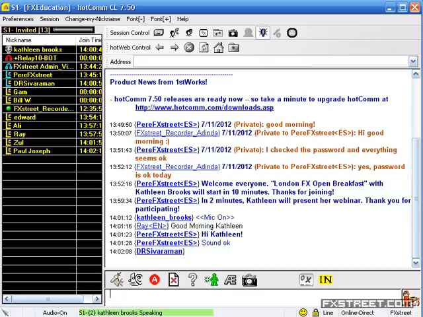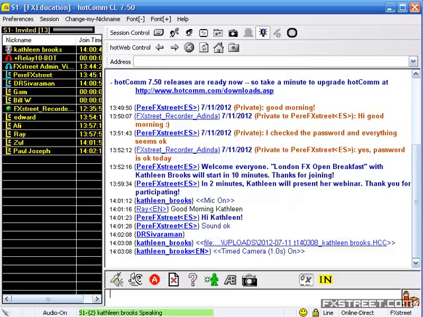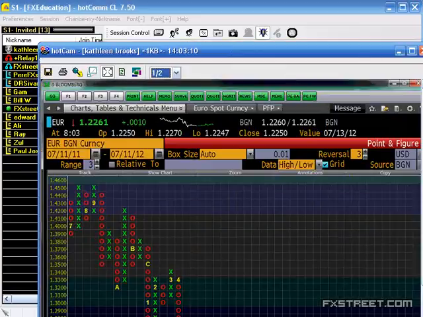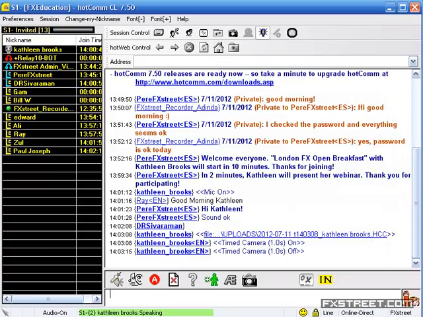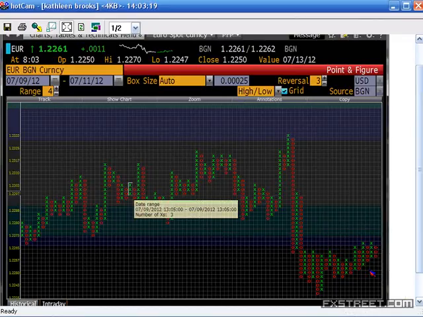Okay, let me just put on, bear with me one moment. I'm just going to grab up a chart. Just bear with me one moment while I pull them up. Okay. Right, so hopefully you can see this pointed figure chart. I'm just updating it, so let me just restart that.